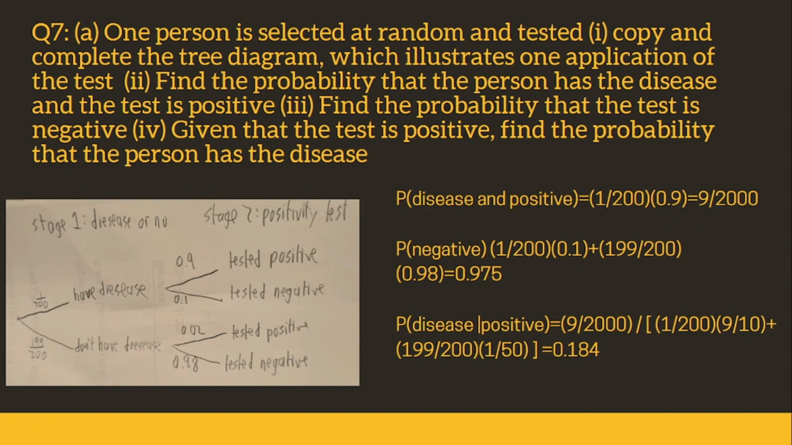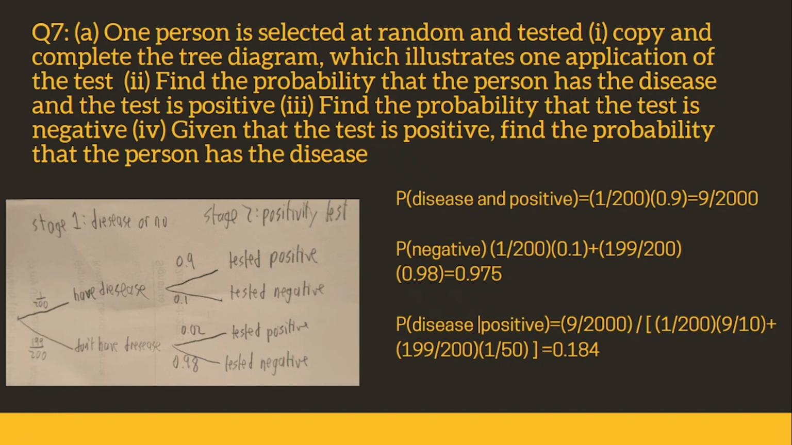So you draw the tree diagram as shown below. We have the first stage, which is whether they have the disease or not. Then stage 2 is whether they are positive or not. So for part 1, they want to find whether it's disease and positive. You look at the top branch, which will be 1/200 × 0.9 = 9/2000. For the probability that it's negative, it's going to be two scenarios: whether he has the disease and tested negative, and whether he doesn't have the disease and tested negative anyway. In this case, we take the two probabilities, sum them up, and get 0.975.